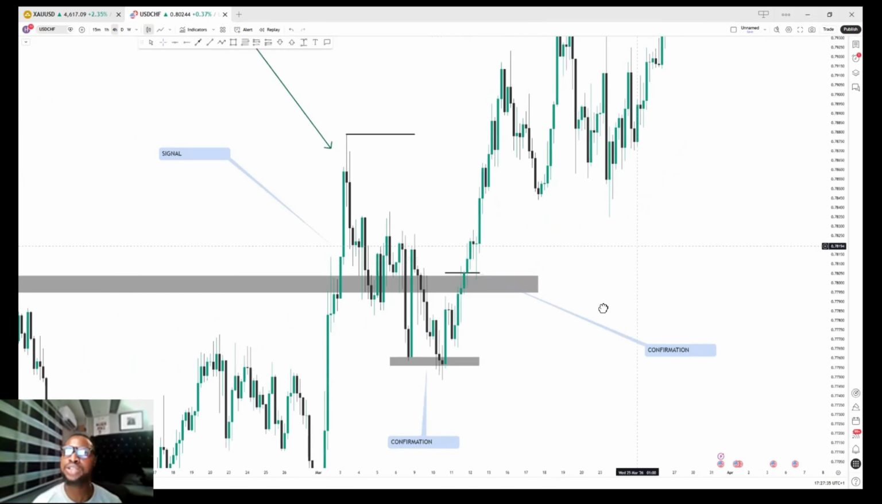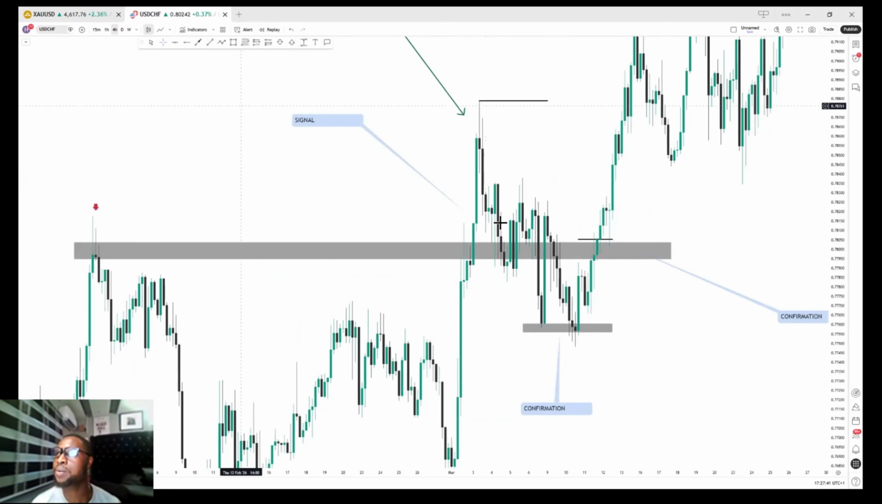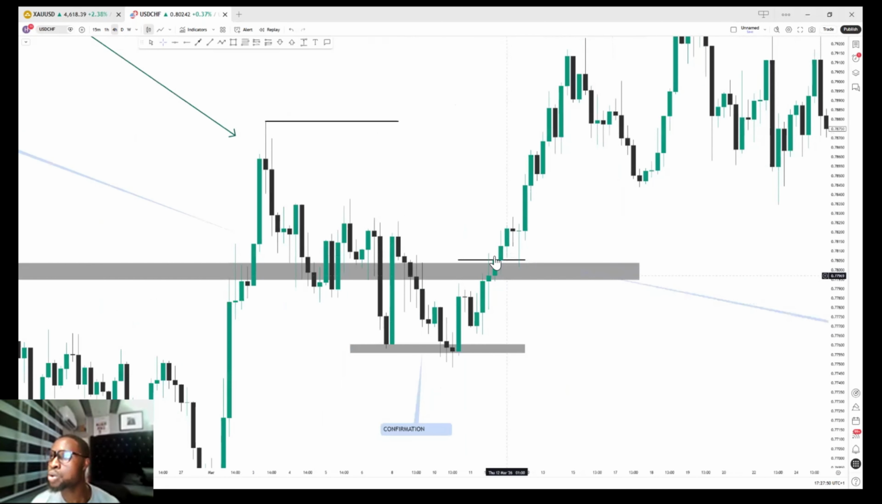Now, if you look at this zone that we marked over here, once price breaks, giving us the signal, then it retraces, and then buyers hold the price right here for the confirmation. Now, you want to wait for the candle close. You see this candle close?